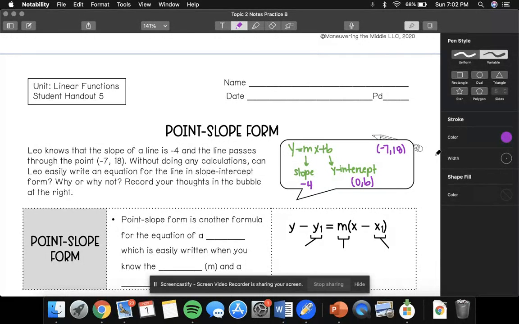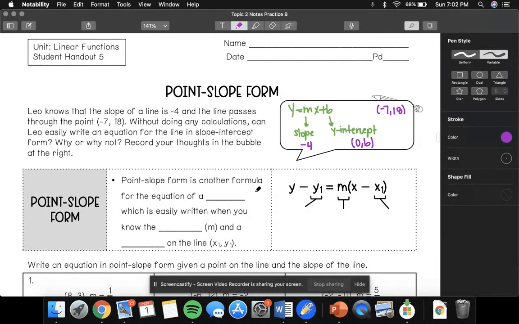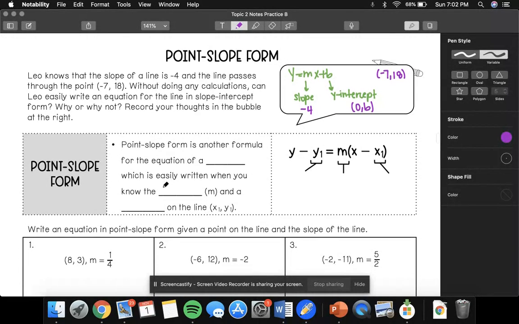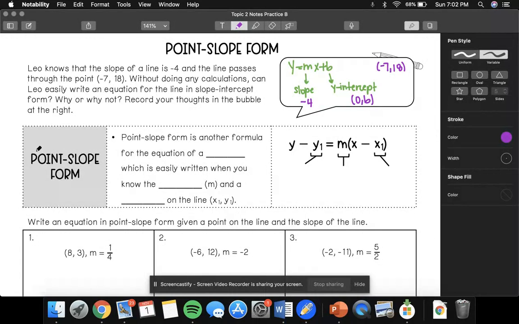figure out how to write this in slope-intercept form. When that happens, there are many ways we could figure out the slope or the y-intercept, and one way is using a totally different form. This form is called point-slope form. It is another equation for a line that can be written easily when you know the slope of the line, so the rate of change, and you have a point on the line that is not the y-intercept.